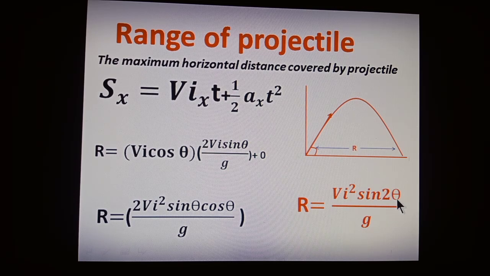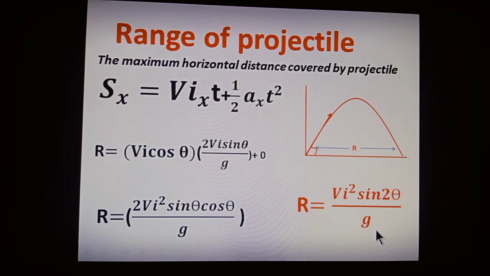This equation shows that range will be maximum when value of sin 2 theta equals 1, or 2 theta equals 90, or theta equals 45 degree. When we fire a projectile at 45 degree for a given value of velocity, it will attain maximum range.